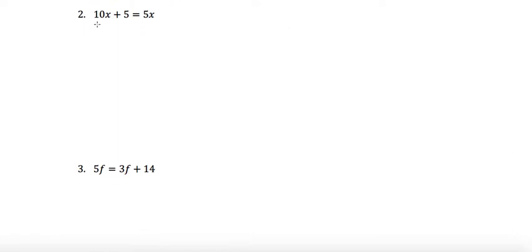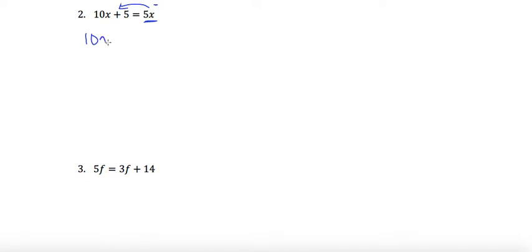Example number 2, 10x plus 5 equals 5x. Same thing, I want to move all of my terms with the variables to one side, and all of my constants, in this case my positive 5, to the other side. So I'm going to start by moving my x. Right now it's a positive x, or 5x. So when I bring it across the equal sign, I have to do the opposite of adding, which is subtracting. So I'm going to subtract 5x from both sides.